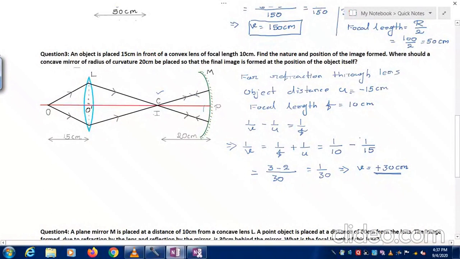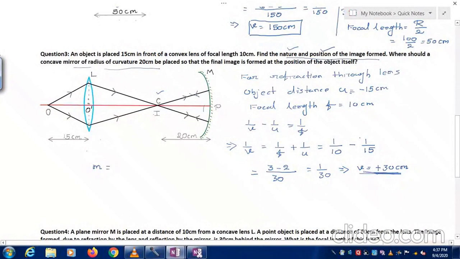Also, the radius of curvature of the concave mirror is given. So it is asking about the nature and position of the image formed and where should the concave mirror be placed. So what is the distance between the lens and mirror? So let us first solve what is the nature and position of the image formed. We have already calculated the position of the image, that is at a distance 30 centimeter from the lens.